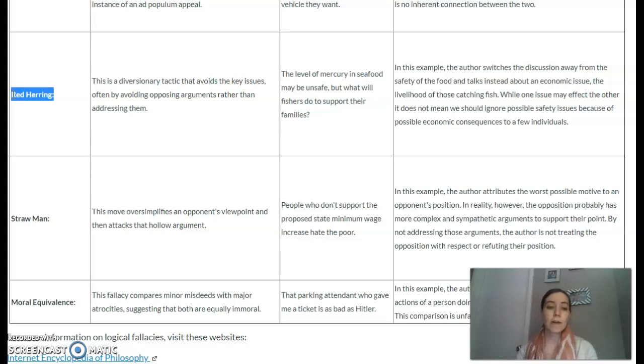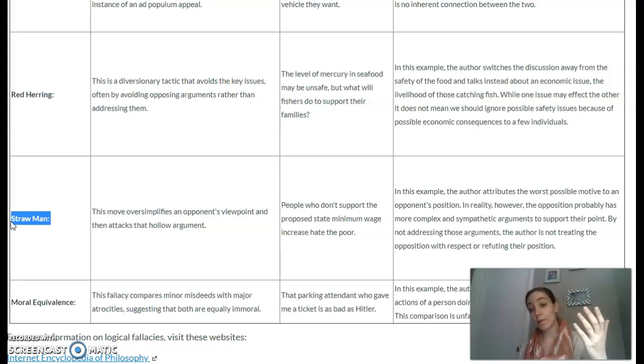The straw man fallacy is an oversimplification of your opponent's perspective, right? So a common one is that feminists hate men. That's an oversimplification of what it means to be a feminist. And it's really powerful because people are like, well, I don't want to be a feminist because I don't hate men, right? And so that's an example of a straw man fallacy. It's an oversimplification of someone's perspective.